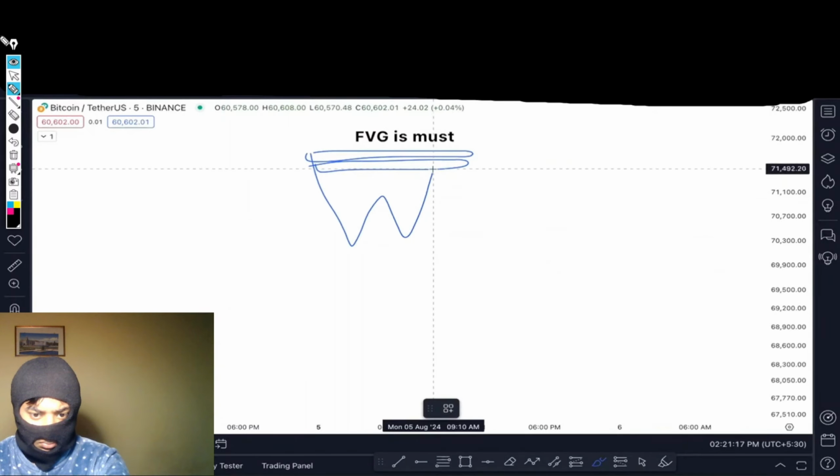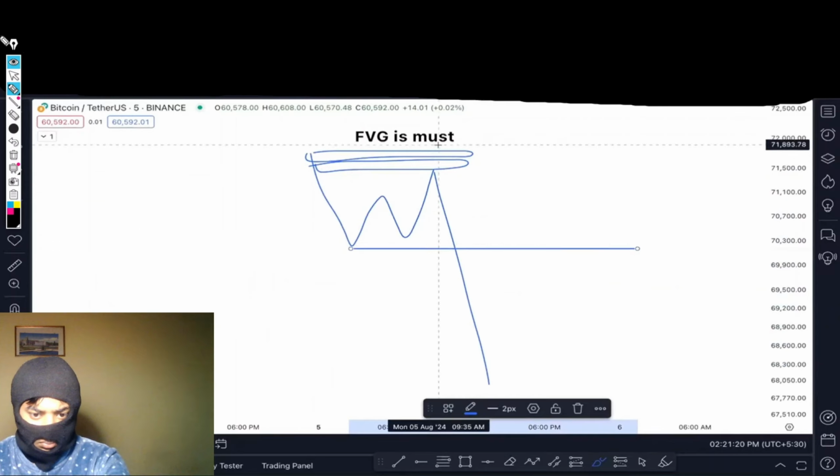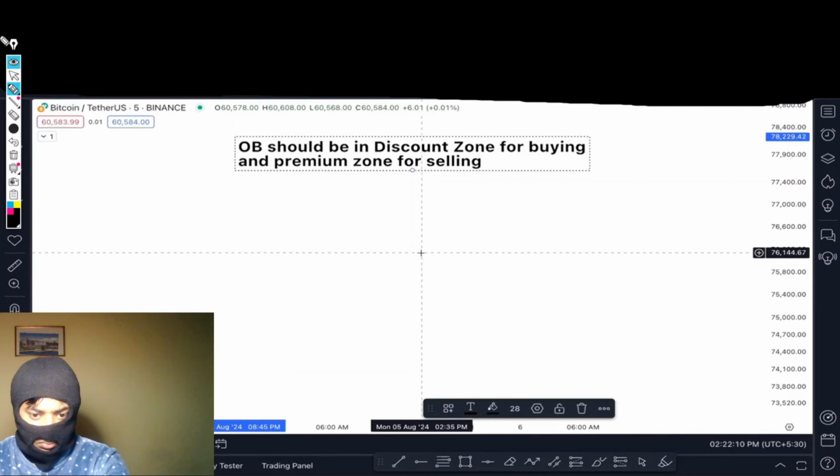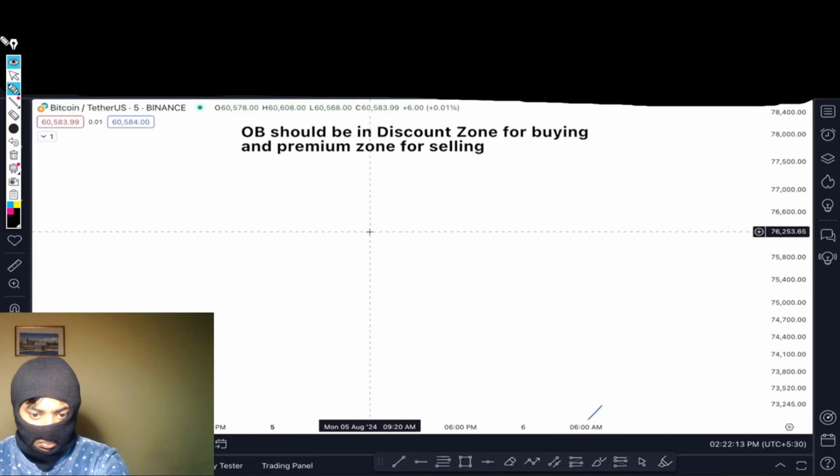So now you understand that you must have FVG. Whether the FVG is in a downtrend or an uptrend, only then is the order block considered valid. This is the second rule. What does our third rule say? If you have an order block forming in an uptrend, it should always be in your discount zone. And if you have a selling order block, it should always be in the premium zone, okay?